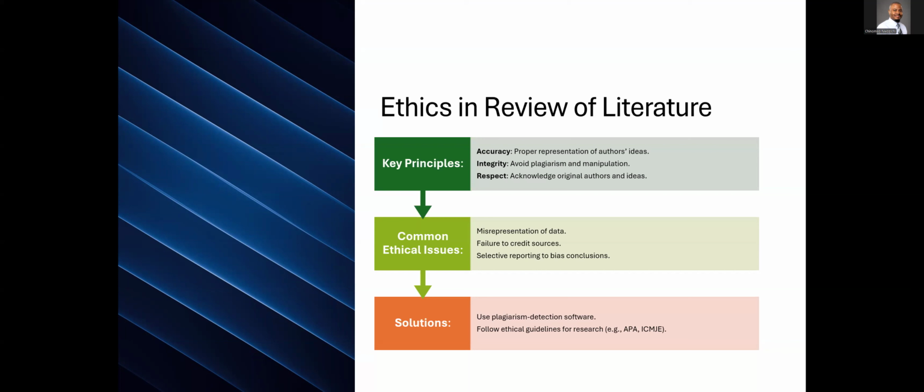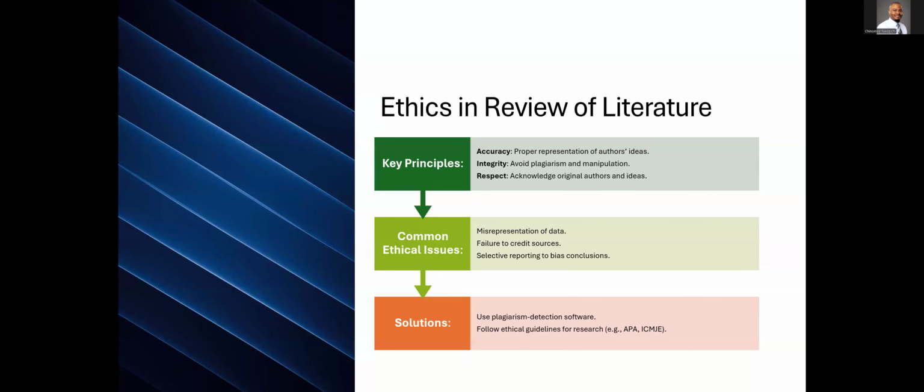And then acknowledge the original author's ideas and notes, write their names down. Acknowledge them, their names and their ideas. Another one is common ethical issues: misrepresentation of data, failure to credit sources, and selective reporting of biased conclusions. You will see that a conclusion is biased, but because it does not match what you are writing, you remove it from your own analysis. That is not how a review is done. A review is done so that you determine what is known and what is not known. So if there's a bias in the paper, you also have to talk about it so that people can have a clearer view of what you are doing.